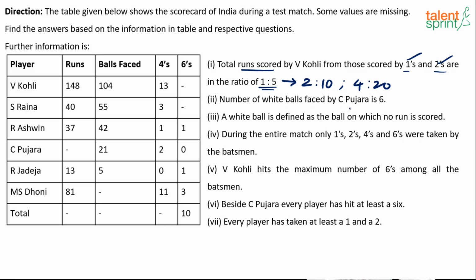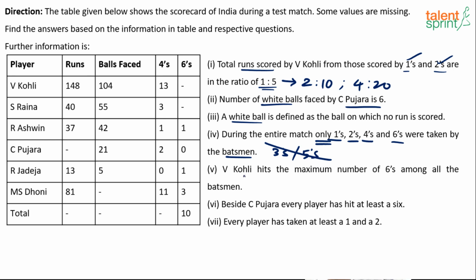Number of white balls faced by C. Pujara is 6. And the definition of white ball is a ball on which no run is scored, right? So number of white balls by Pujara is 6, where you do not score any run. During the entire match, very, very important, only ones, twos, fours and sixes were taken by the batsmen. So there were no 3s or 5s.